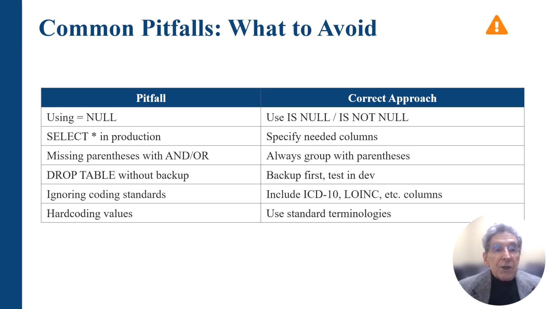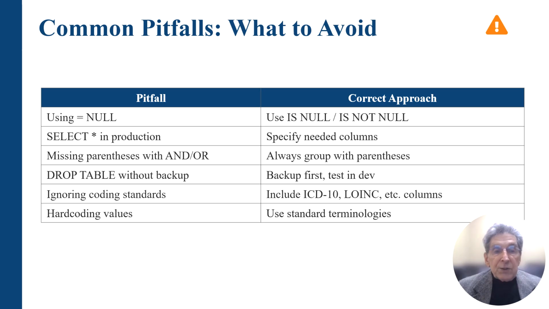I'd like to discuss a few common pitfalls where errors trip people up and mistakes are made, so you can try to avoid them. One common problem is using equals for null comparison. You can't do that. You can't say it's equal to null. That doesn't work. That's a common SQL mistake. Never write where column equals null. It doesn't work. Null is not a value. You have to use the is null or is not null.